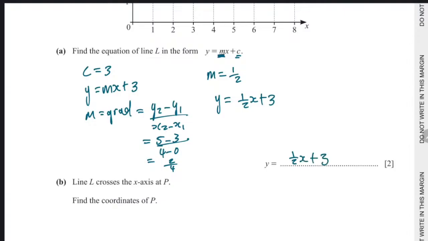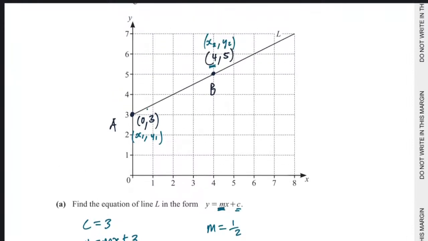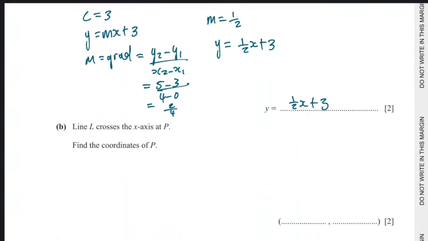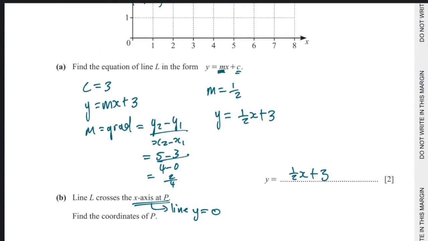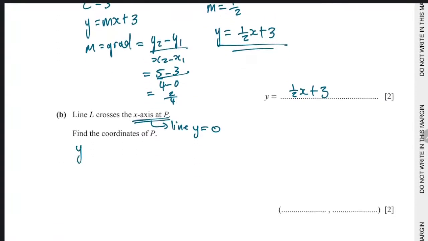Do you understand? Find the coordinates of P. Where is P? What did they say is P? The line, the x-axis at P. If you cross the x-axis, the x-axis is called line y equal to 0. If it's y-axis, it's called line x equal to 0. Are we together? So you rewrite the original one, which is here. y is half x plus 3.